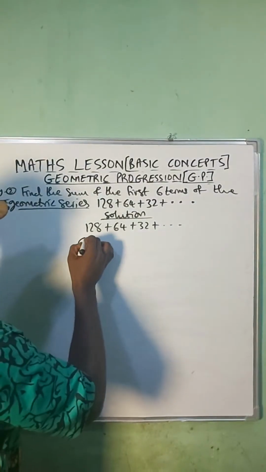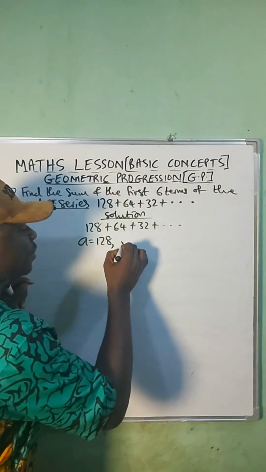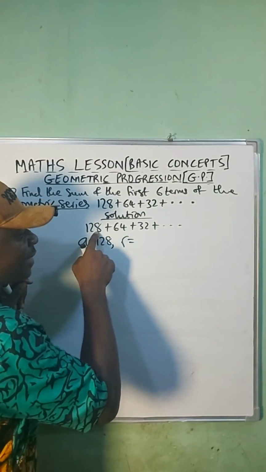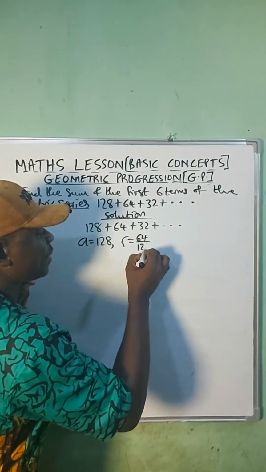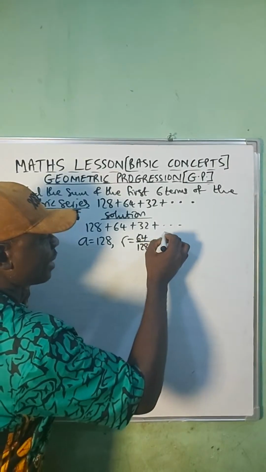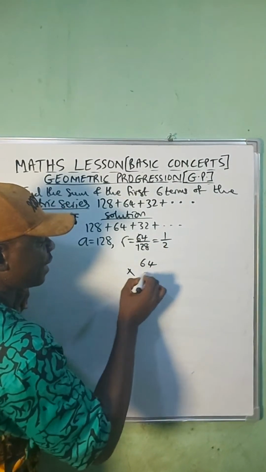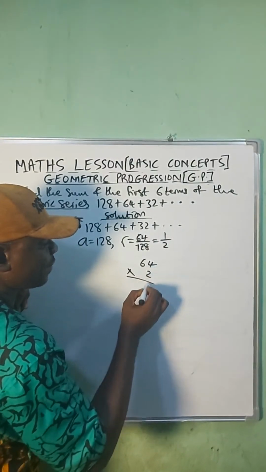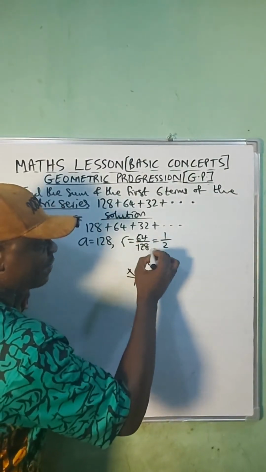So here, the first term is 128. For me to get the common ratio, I'll take this and divide by this, or this divided by this. 64 over 128. 64 can go here one time. 64 can go here two times, because 64 times 2 is 128. So 64 divided here one time, 128 divided here 2 times.